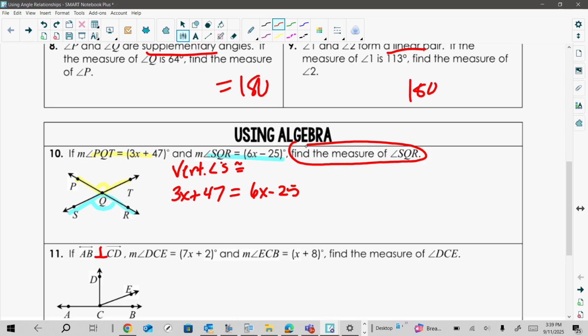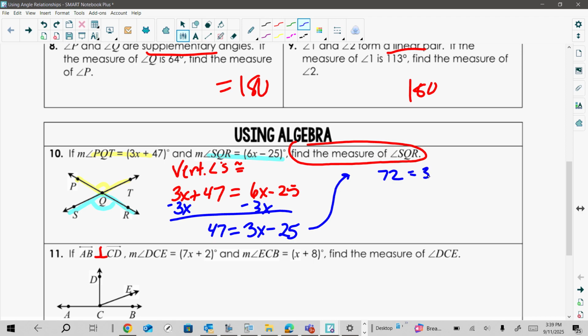So start with, I guess, eliminating your smallest variable here. All right, you end up with 47 equals 3x minus 25. You're going to have to add the 25 on both sides, which will leave you with 72 equals 3x. And then divide by 3. So x is 24.